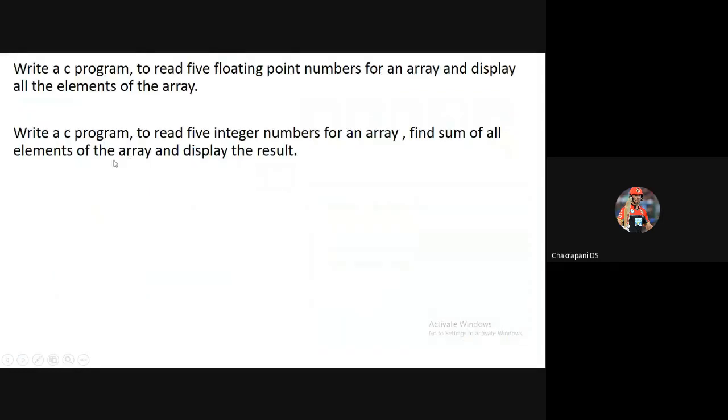Write a C program to read 5 integer numbers of an array, and find the sum of all the elements of the array. Okay, after reading, there is no need to display. We have to find the sum of all those elements of the array, then display the result. That means the sum of all the elements is the result. So that is what we have to check. So let's see how to write that program.